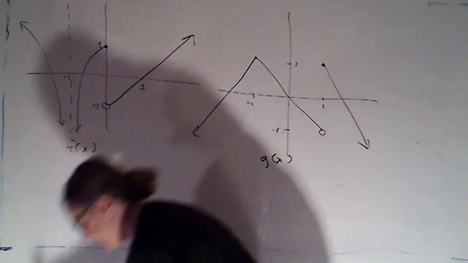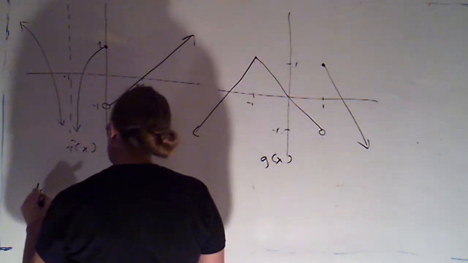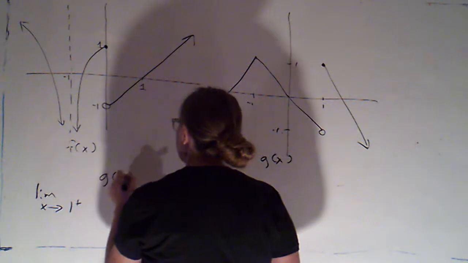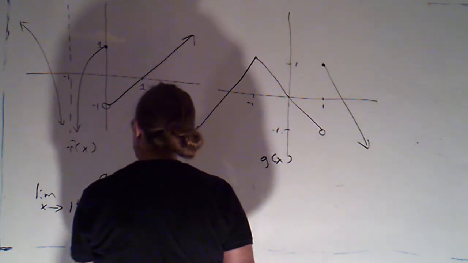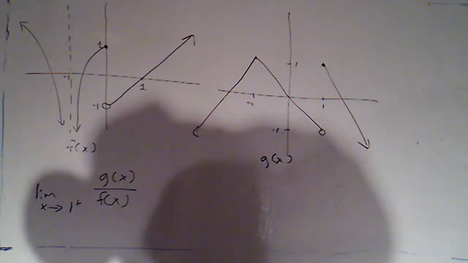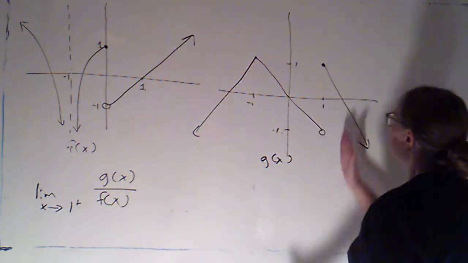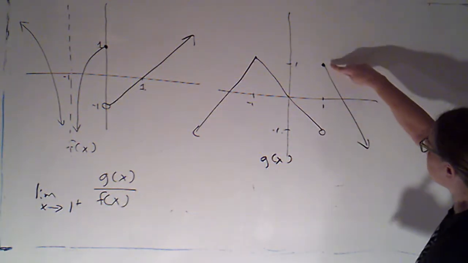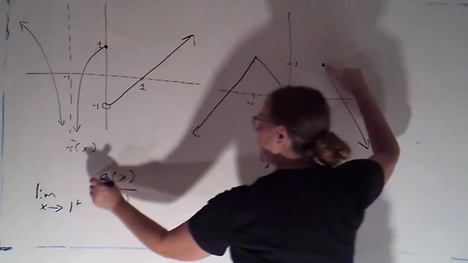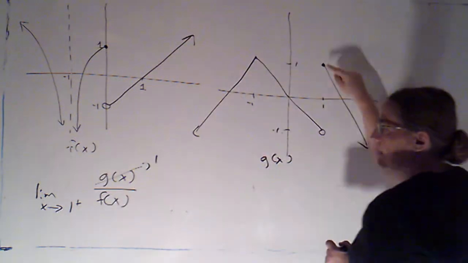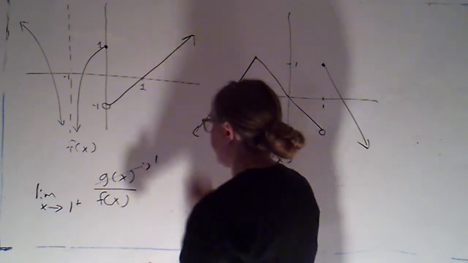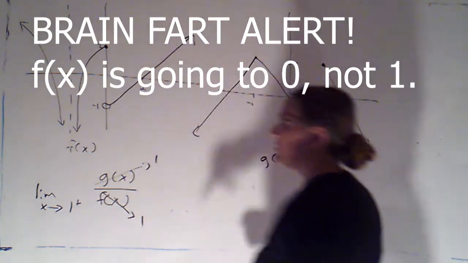All right, part C. We've got the limit as x goes to 1 from the positive side of g of x over f of x. So here's 1. We're coming in from the right, so g of x is approaching 1. Here's 1 on this graph coming in from the right. F of x is also approaching 1.